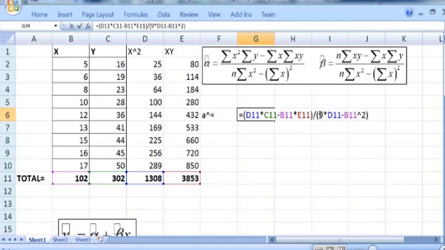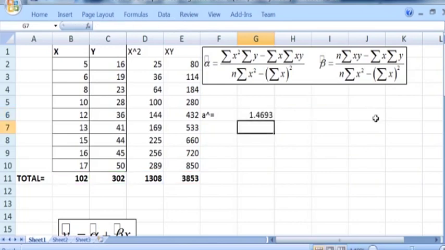Note that I have used the parentheses because I want this product B11 times E11 to be subtracted from D11 times C11, and then the resultant number should get divided by the resultant number, which is obtained by multiplying 9 times D11 minus B11 whole square. So you need to use the parentheses in order to get the correct result. So just press enter, you will get alpha hat. So alpha hat is calculated to be 1.4693.